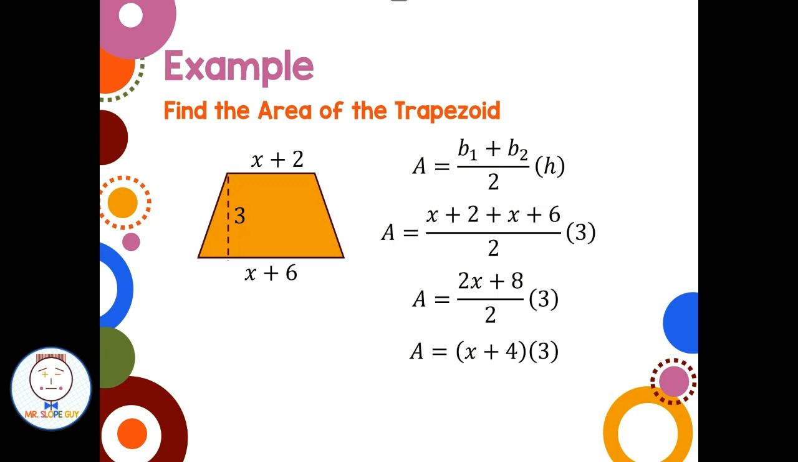So when I go to multiply by the height of 3, it's just like using the distributive property. I want to make sure I multiply the 3 to the x and the 3 to the 4. So I get 3x plus 12.